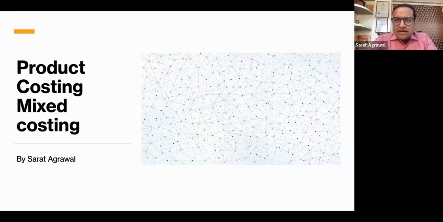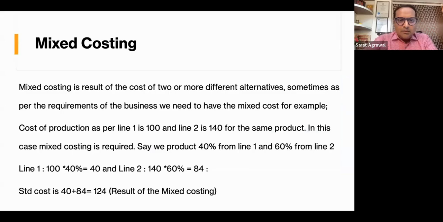So let's understand the concept of mixed costing in the costing system of our SAP. Let's first understand what is mixed costing. Mixed costing is basically a result of two or more different types of alternatives in which we can get the costing done. So for example, there are two different lines in our production system.